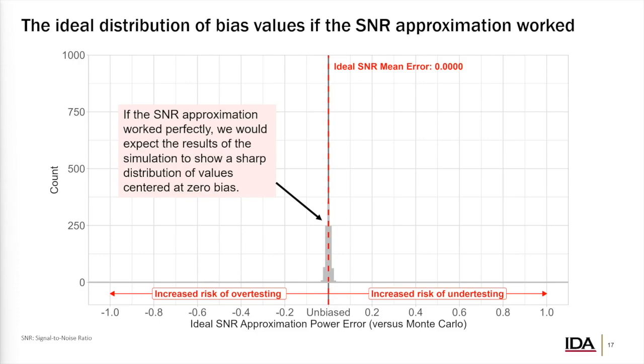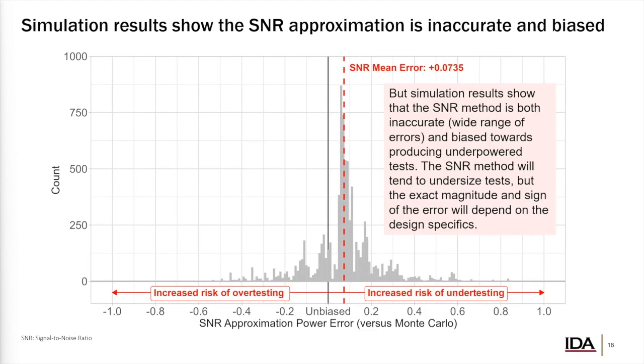To the left, the points on that side represent under predictions of power, which is to say that the SNR approximation would be saying you have less power than you actually do. So you would be increasing the risk that you would waste resources, money and time to execute a test that you did not need to do. All of that leads up to really the primary results, which is this plot.